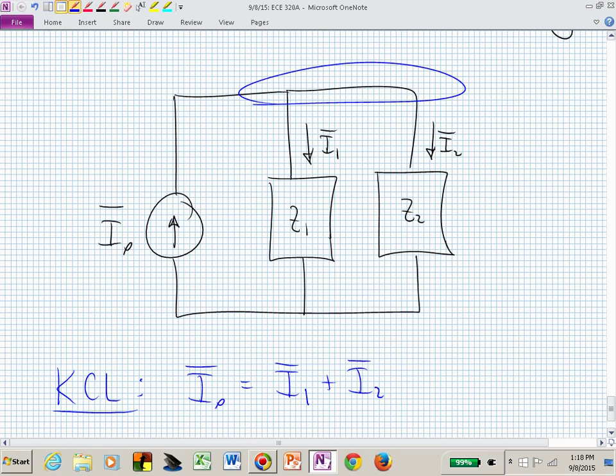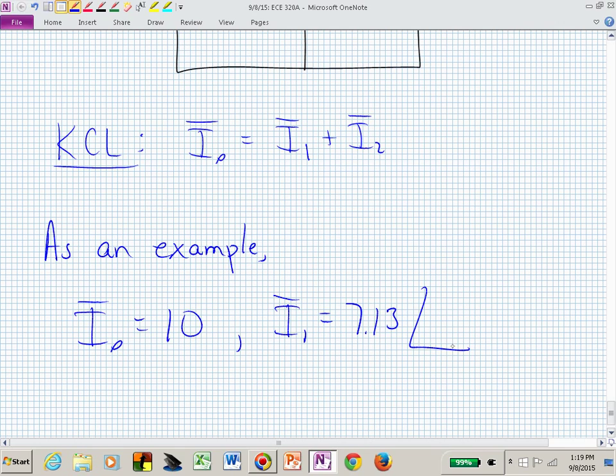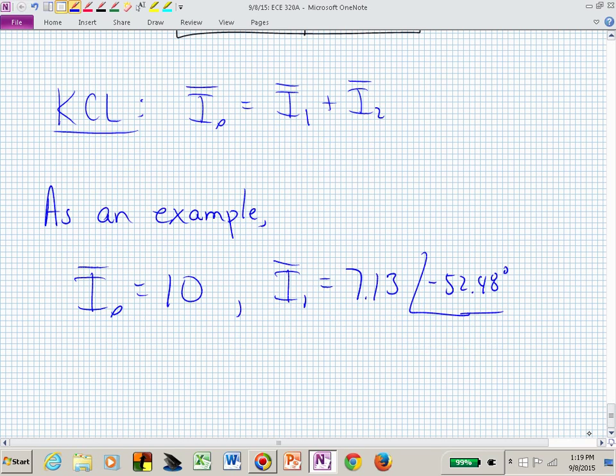As an example, suppose that I_S was 10, and if that's how they write it, what's the angle of that phasor? 0. I1, let's say, is 7.13 at minus 52.48 degrees. And it should be obvious then that I2 is 8 at 45 degrees.